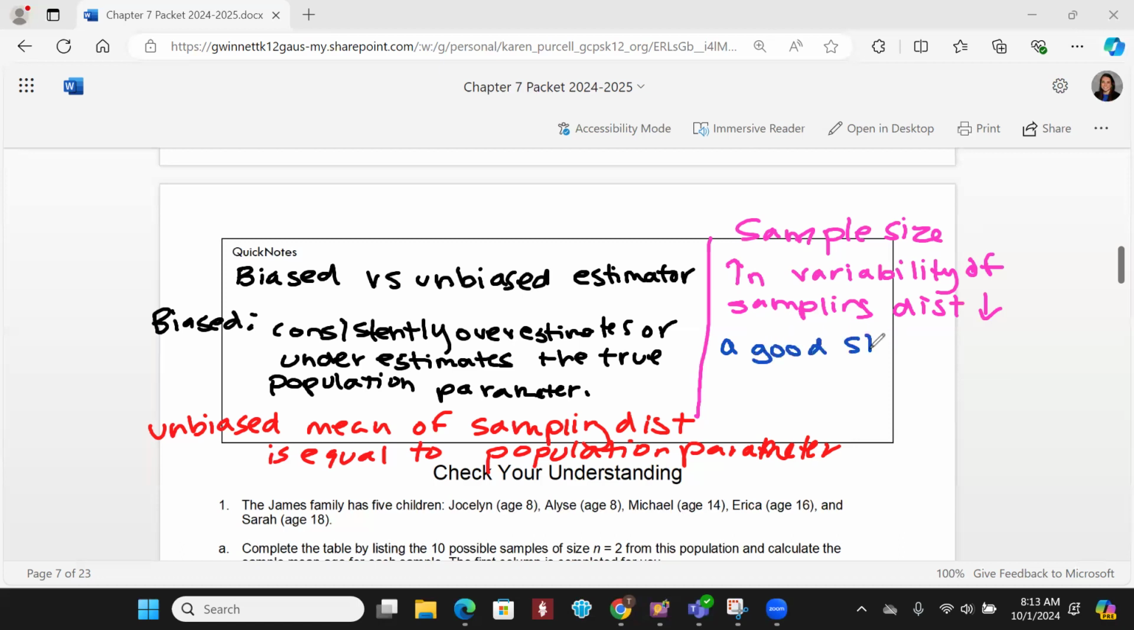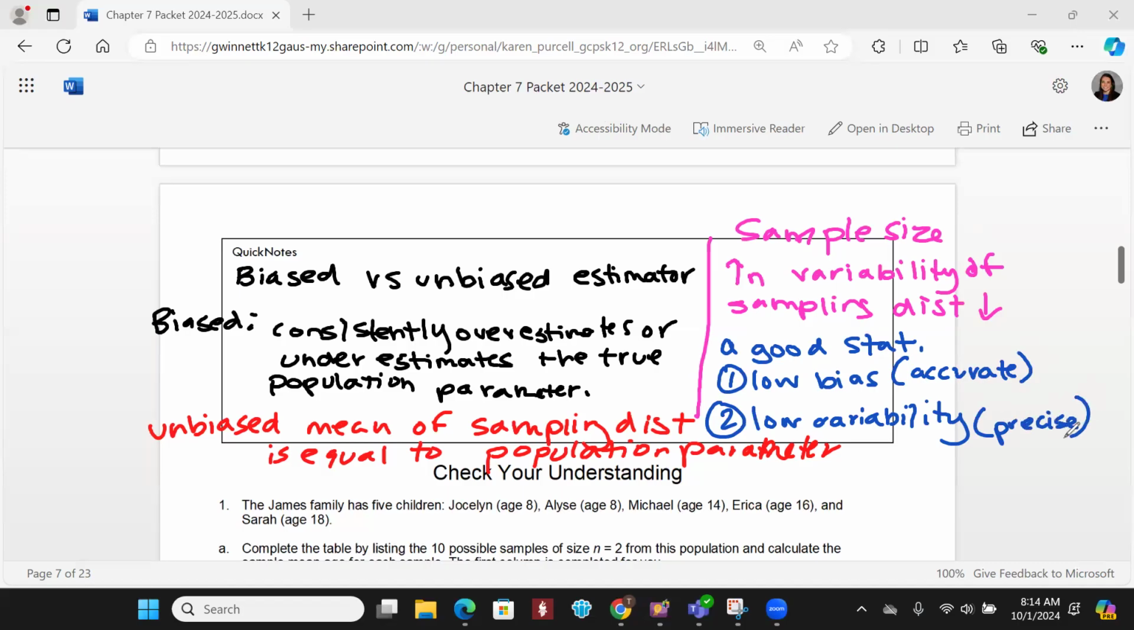A good statistic is going to have low bias and low variability. You've heard the term accurate versus precise, right? Like when somebody's shooting a bow and arrow, if they are precise, what does that mean? Is it on the target? What would accurate mean?